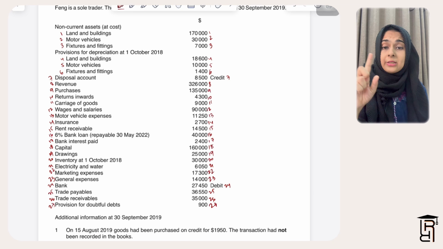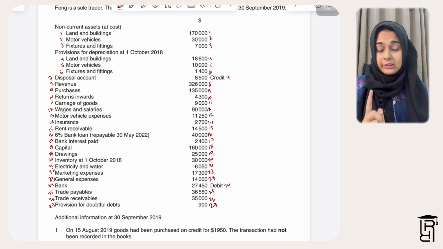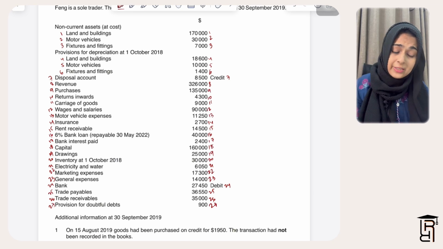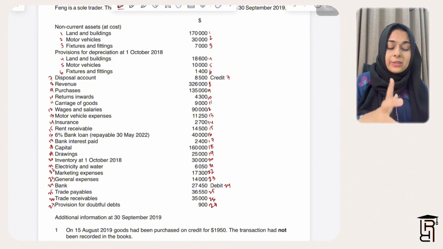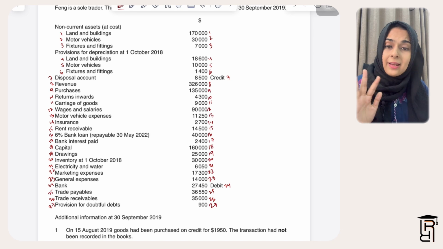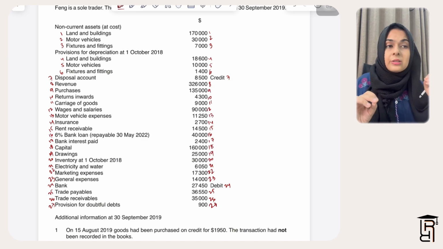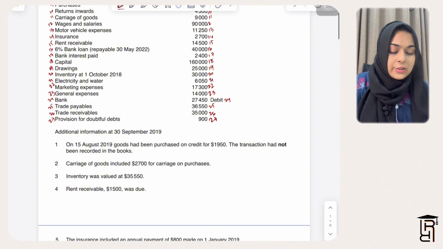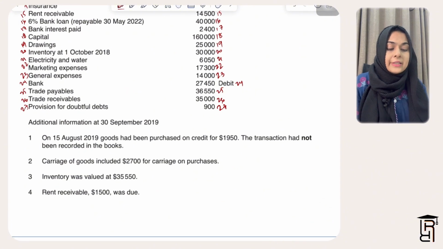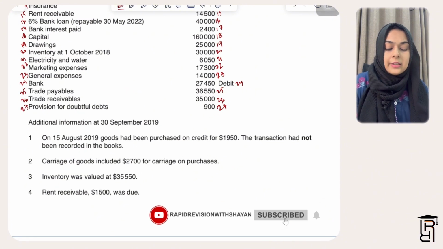Whenever I solve this question, I solve the additional information first, and then I make all the changes over here. I write all my notes on the first page of this question, and then I start making the income statement. You shouldn't start your income statement unless you are very sure that you have solved all the adjustments correctly. First solve the adjustments and then go on to making the income statement.